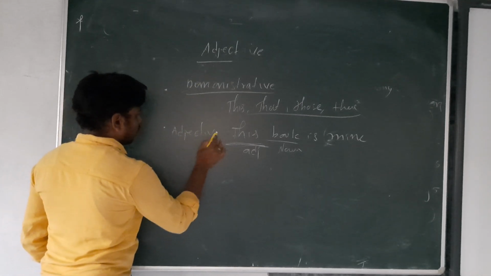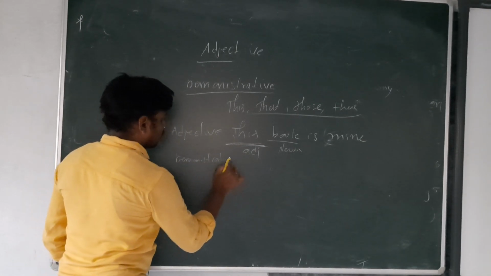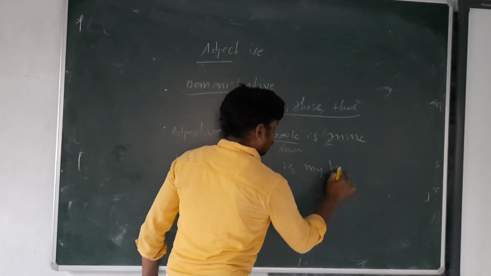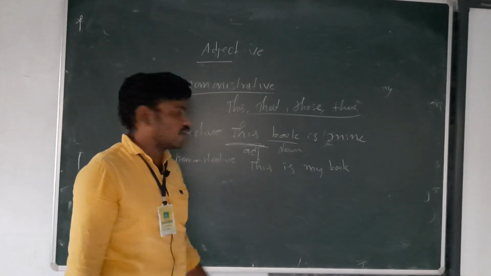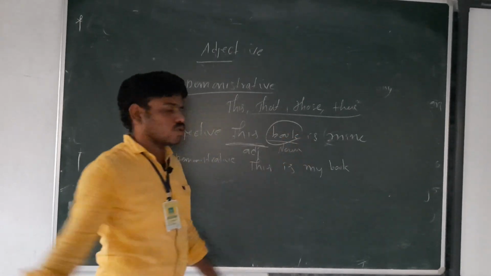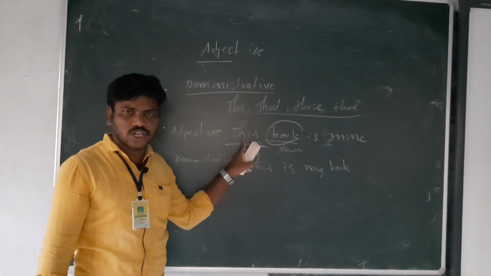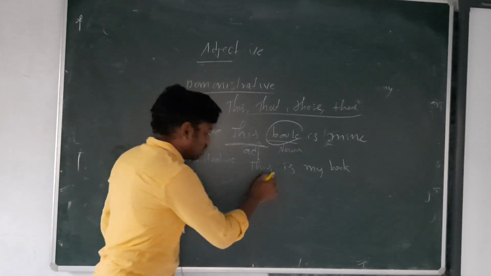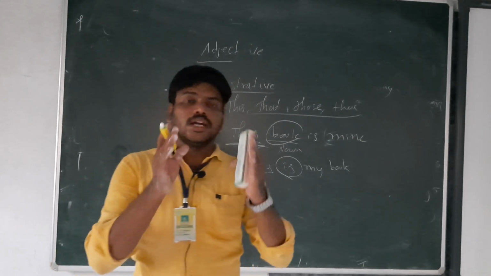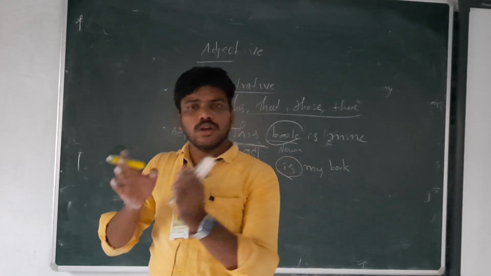Now demonstrative pronoun. This is my book. What difference do you see here? This book is mine and this is my book. Here what is book? It is a noun. In the sentence this book is mine, this is a demonstrative adjective. In this sentence, this is my book, there is no noun after this. So it is called demonstrative pronoun. That's the difference between demonstrative adjective and demonstrative pronoun.